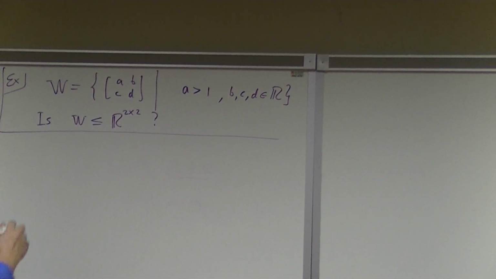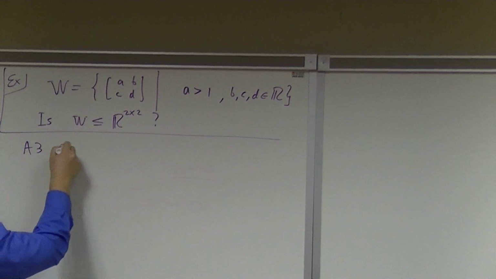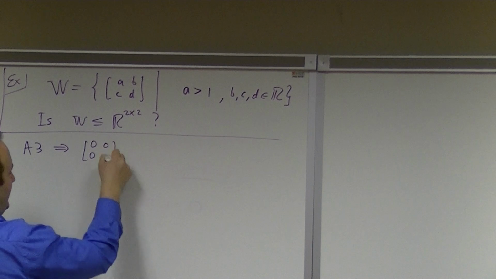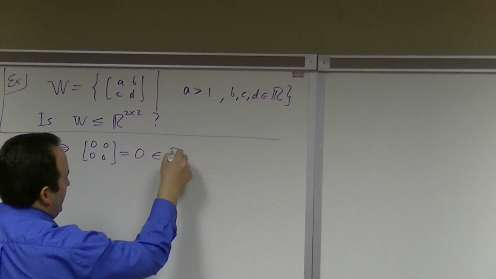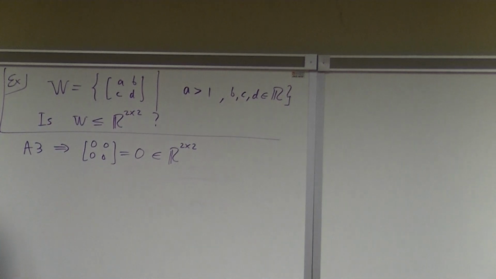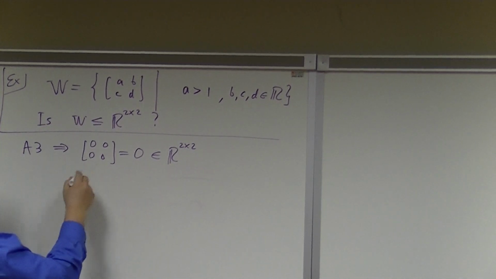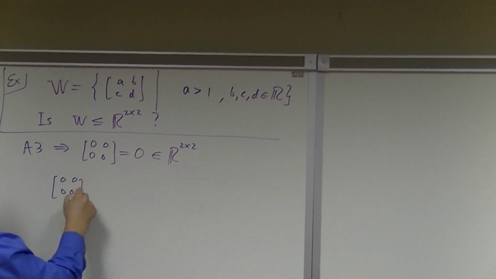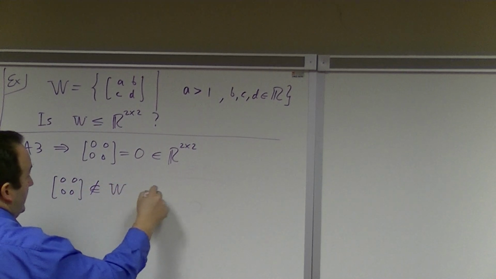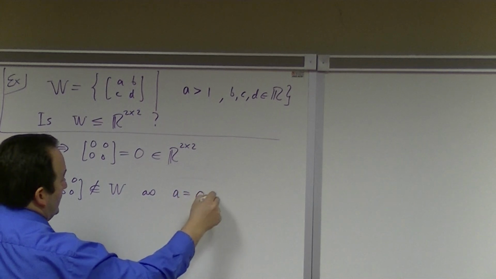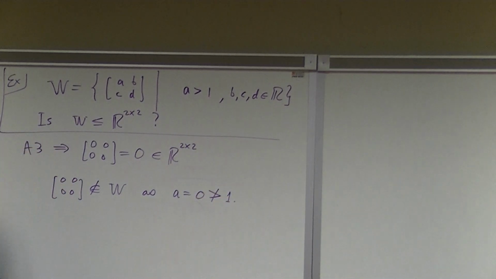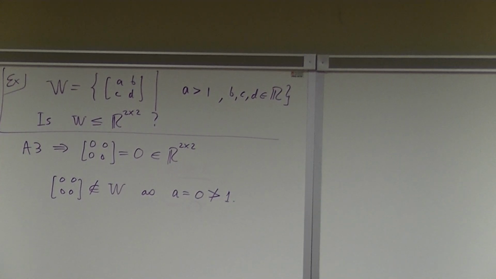Axiom 3 says that 0 has to be in the space. I know that this is the zero matrix in 2 by 2 matrices, right? And you notice that the zero matrix is not an element of W, as a equals 0 is not greater than 1. So the zero matrix doesn't satisfy the condition for the subspace, game over. Knowing those axioms gives you the power, the knowledge you need to prove things aren't subspaces.